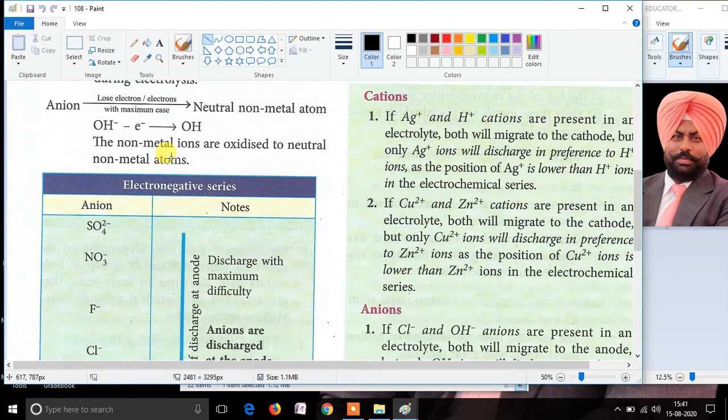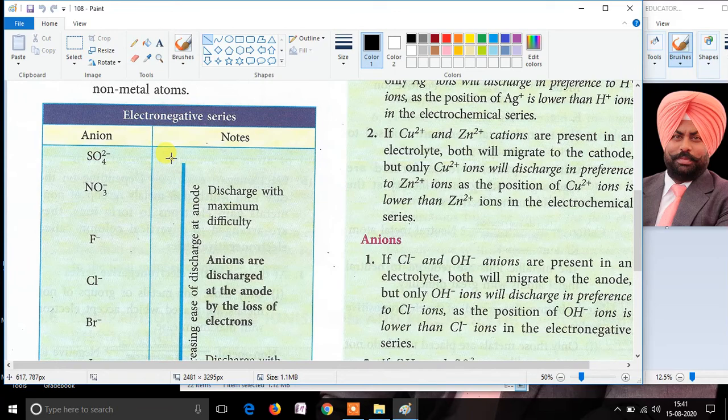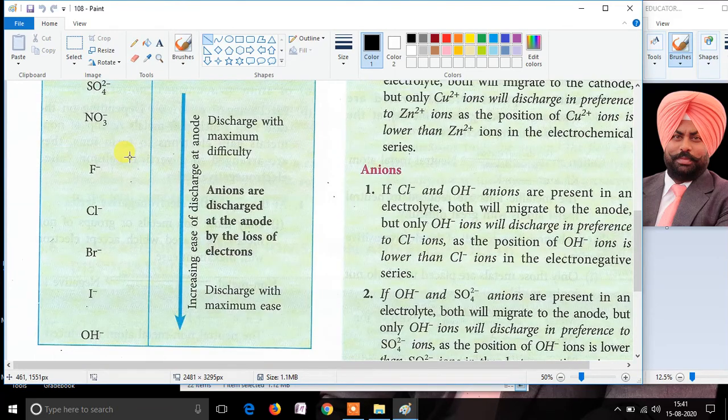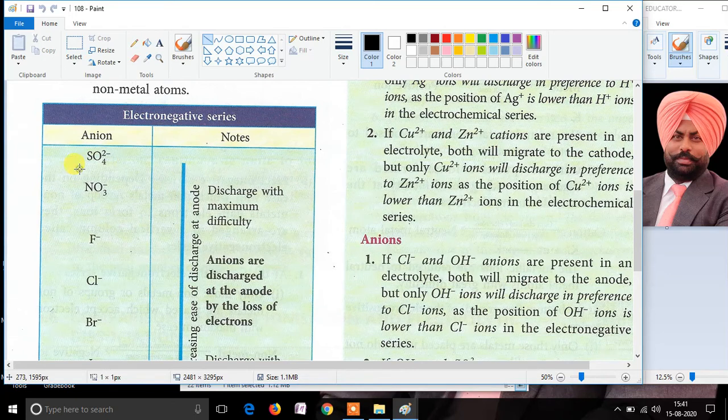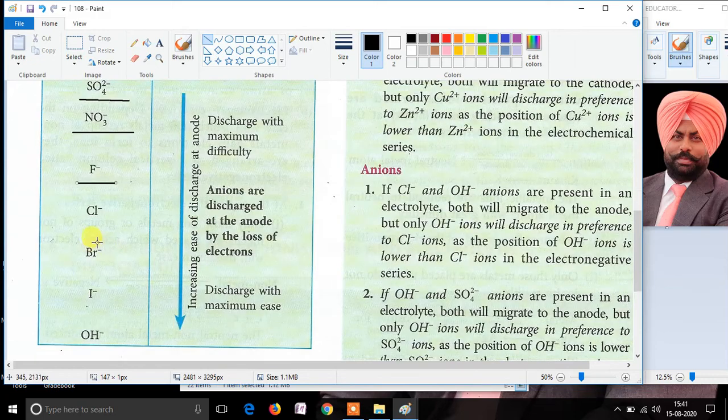Here you can see the series of electronegative. The first element is sulfate ion, next is the nitrate ion, next is the fluoride ion, next is the chloride ion, next is the bromide ion, next is the iodide, and last is hydroxide.